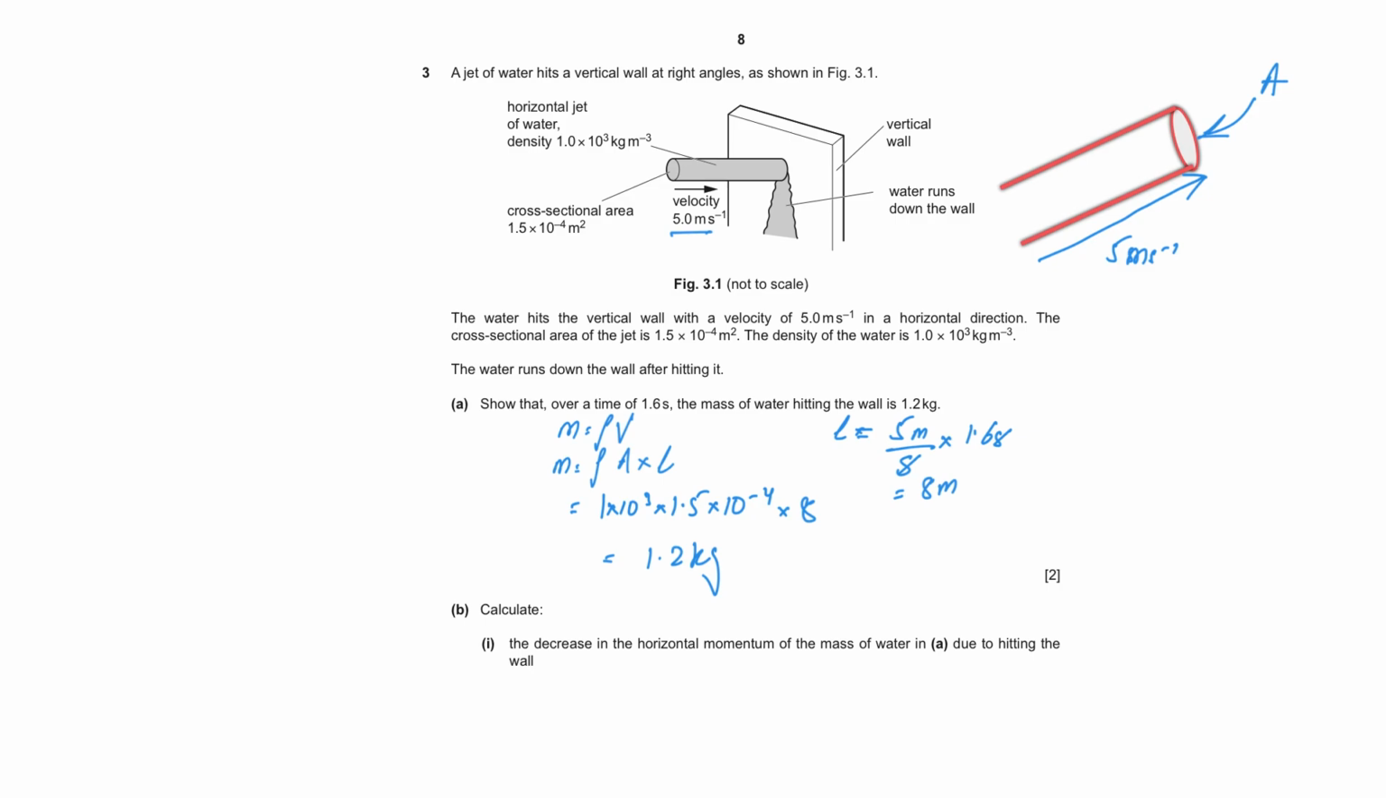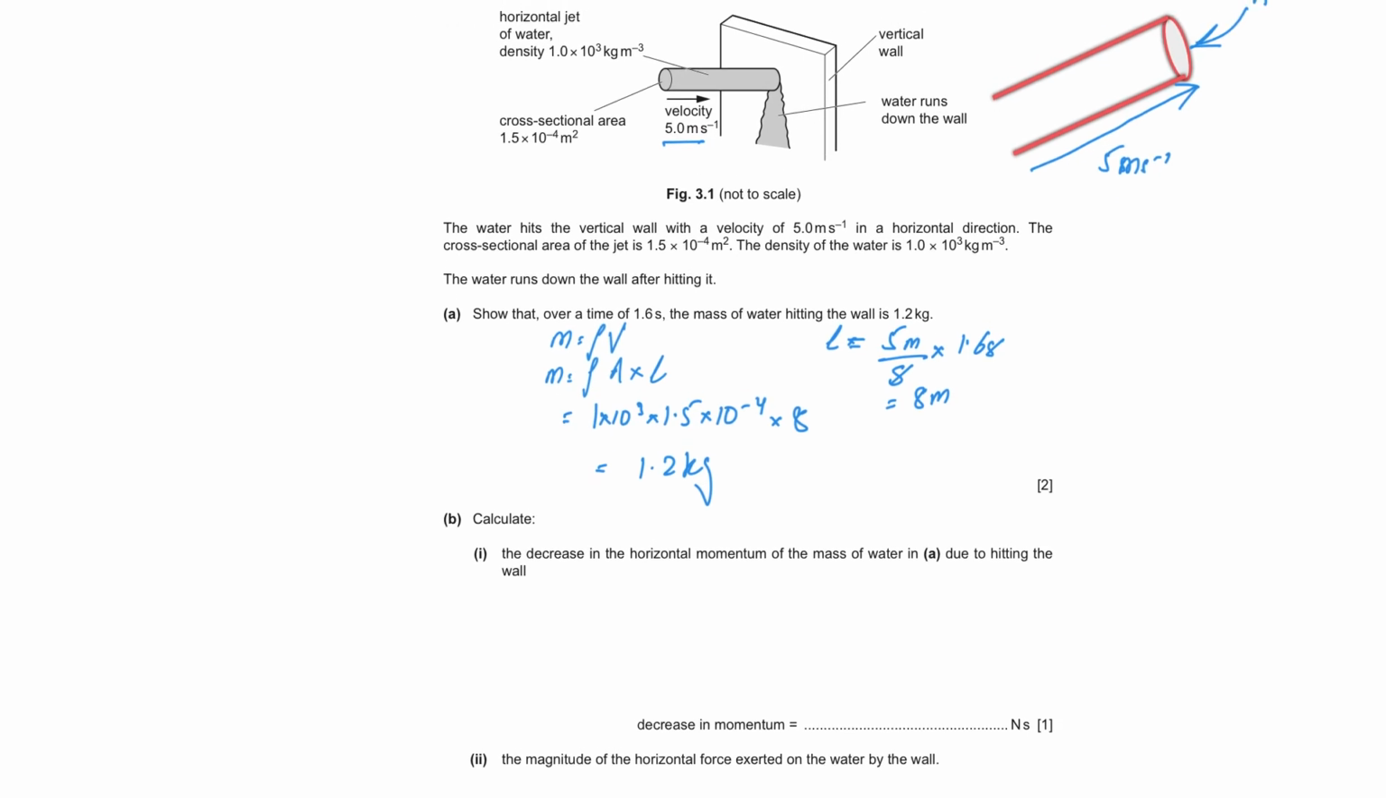Part B of the question says, calculate the decrease in the horizontal momentum of the mass of the water in A due to hitting the wall. Now what happens to this water is, as it hits the wall, it just runs down the wall. So it loses all of its momentum. So all we need to do here is calculate the initial momentum, because that is what it loses. How do we calculate the initial momentum? Momentum is the product of mass and velocity. The mass is 1.2 kilograms. The velocity is 5 meters per second. The momentum comes out to be 6.0 Newton second. 6.0 is the answer.